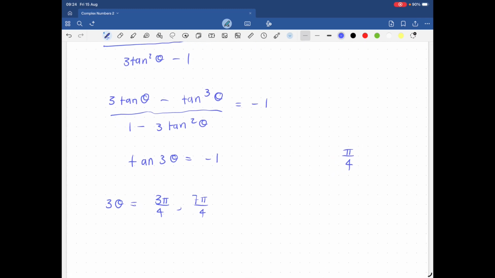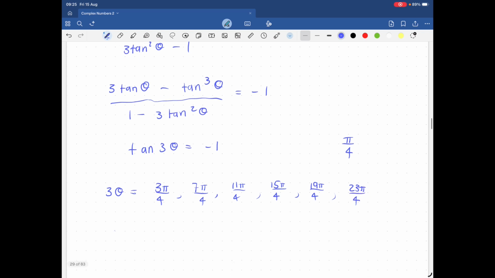And we can keep going. We can be plussing 2 pi to both answers. So 3 on 4 plus 2 is, as a fraction, 11 pi on 4. And 7 on 4 plus 2 is 15 pi on 4. And then we'll do it one more time. 11 on 4 plus 2 pi is 19 pi on 4. And 15 on 4 plus 2 pi is 23 pi on 4. So you would have learned how to do that in advanced maths.